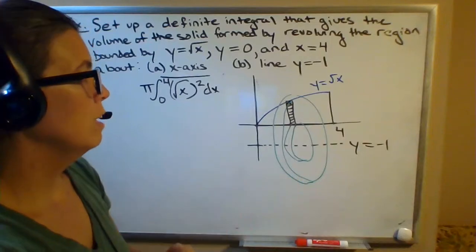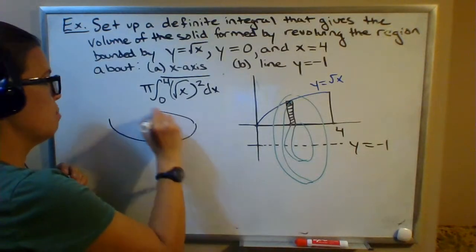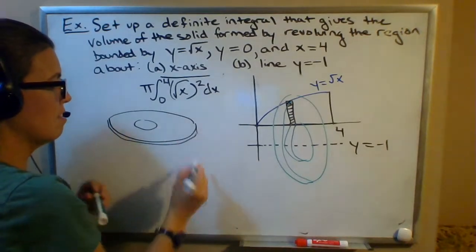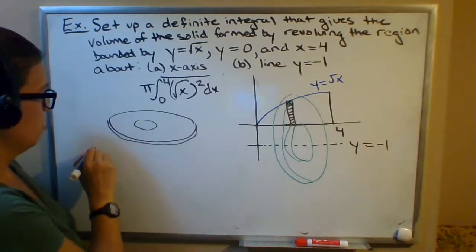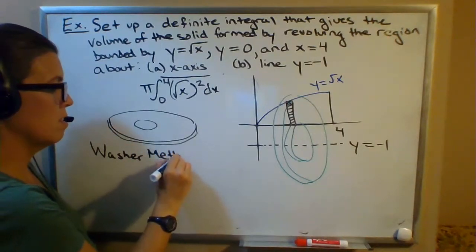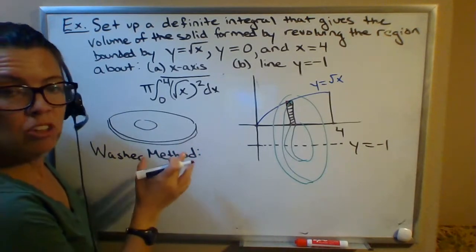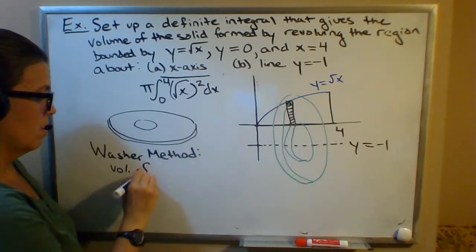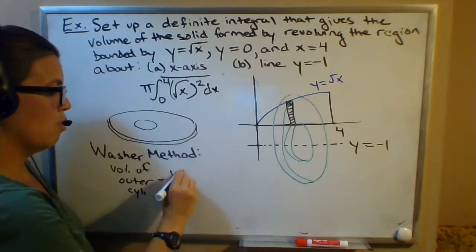And so the shape you get, if we pick this up and set it on the table in front of you, looks like a washer that you might use to build a piece of furniture at home. It's going to be a very thin disc with a hole in the middle. So when you generate this sort of shape, you're actually using what we call the washer method. In order to find the volume of this solid, it's really just a disk minus a disk. We can find the volume of the outer cylinder minus the volume of the inner cylinder.